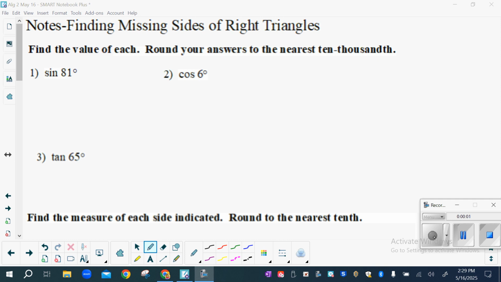If you don't have a calculator already, get one, because you have to have a calculator for this today. You can't do it without it. Go ahead and find out what sine of 81 is, and cosine of 6, to the nearest 10,000. Nearest 10,000 is how many places after the decimal point? 4.